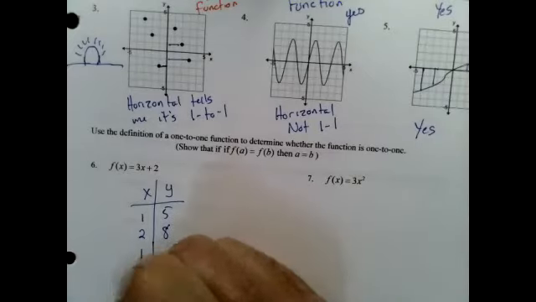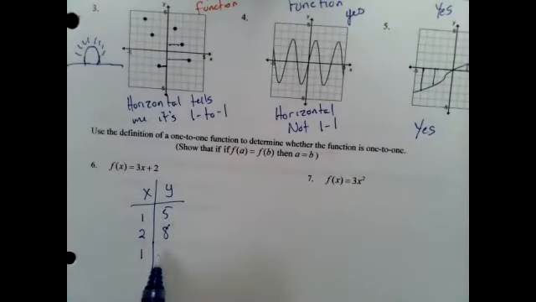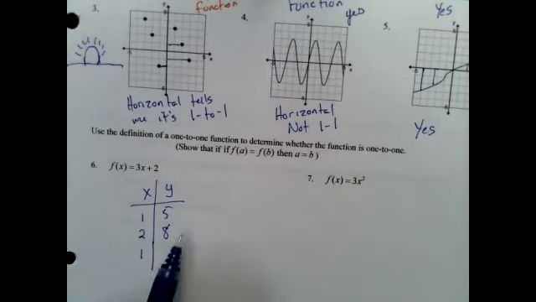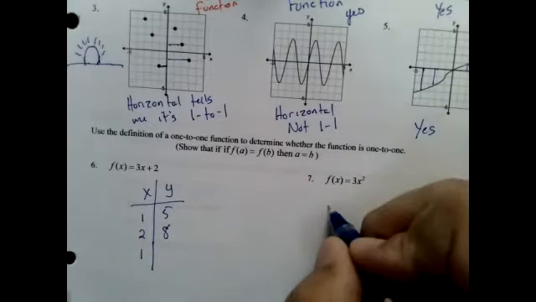If I said 1 again, it's still only giving me 5. No matter what number I put in, it's going to go to that same one. If I say 1, it's still going to be 5. If I say 2, it's going to go to a unique number. And in reverse, every y would only have one x. So this one's good. This one's not.